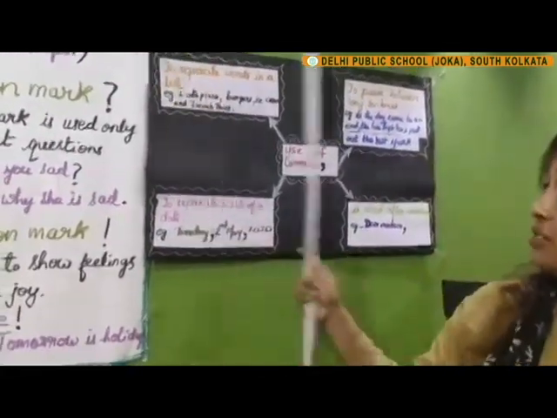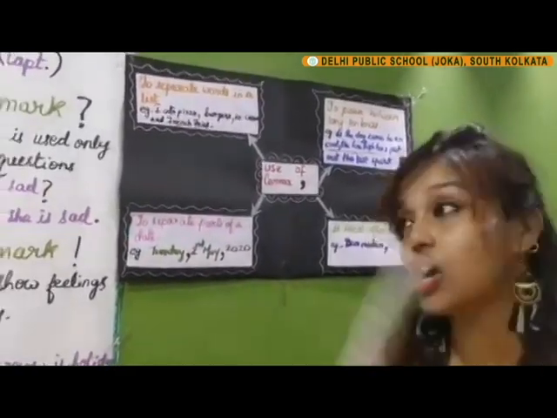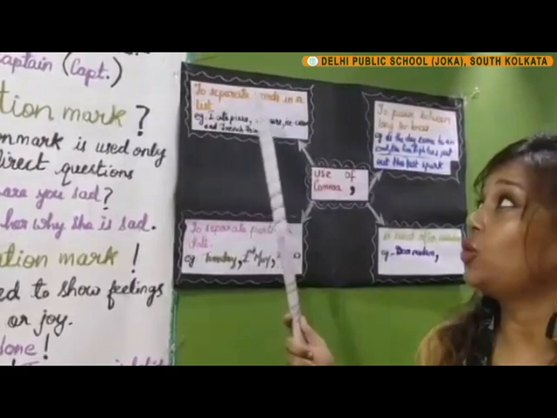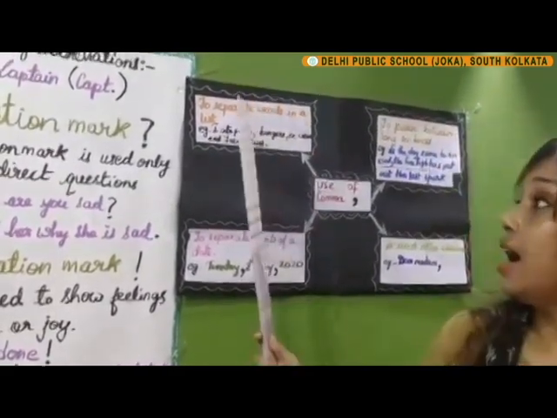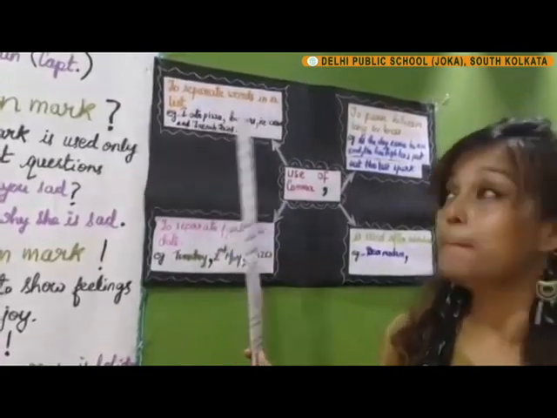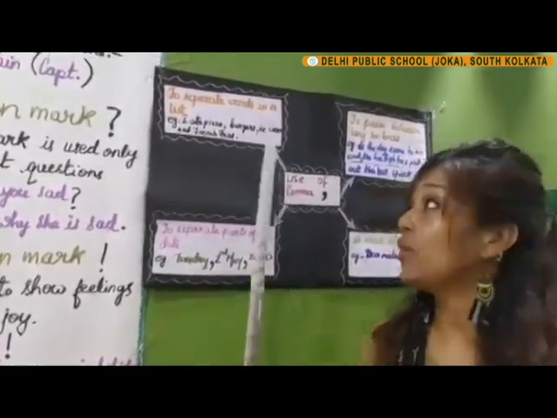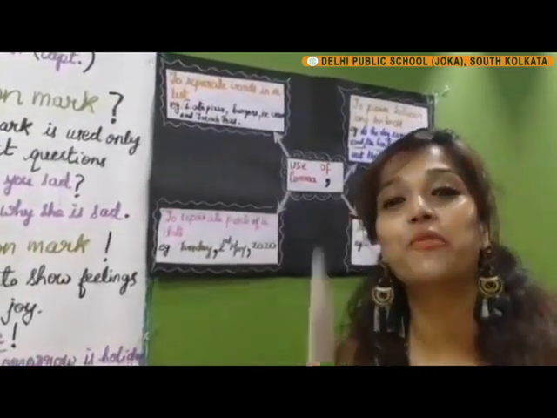So I have made this chart for your better understanding. Please pay attention and look at this chart where we use comma. Number one, to separate words in a list. For example, I ate pizza, burger, ice cream and French fry. So when I'm saying so many food items name at a stretch, I need to give a break.